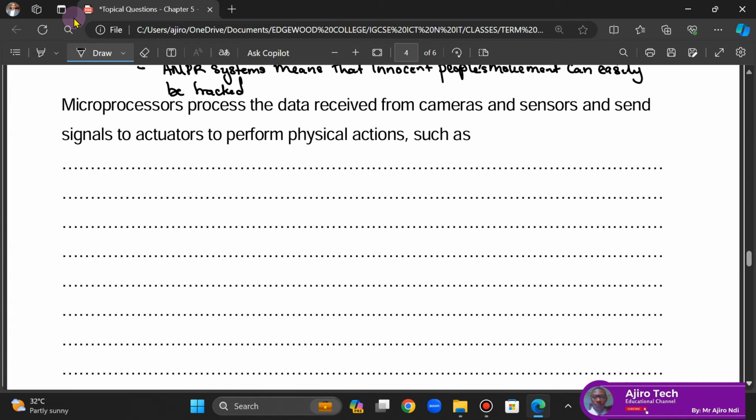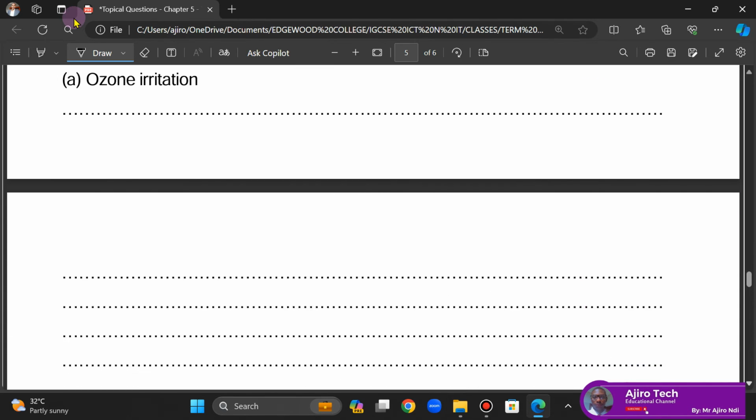All right, so microprocessors process data received from cameras and processors and send signals to actuators to perform physical actions. Now, I want you to take note of this. Let me see if I have a space down and then we can look at this.